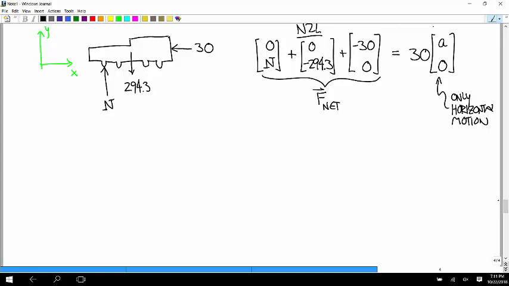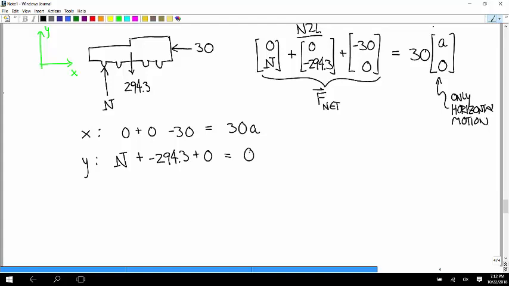Okay, so now we have an x and a y equation. We can break it up into two different equations. The x equation says 0 plus 0 minus 30 is equal to 30a. And the y equation says N plus negative 294.3 plus 0 is equal to 30 times 0, so 0.